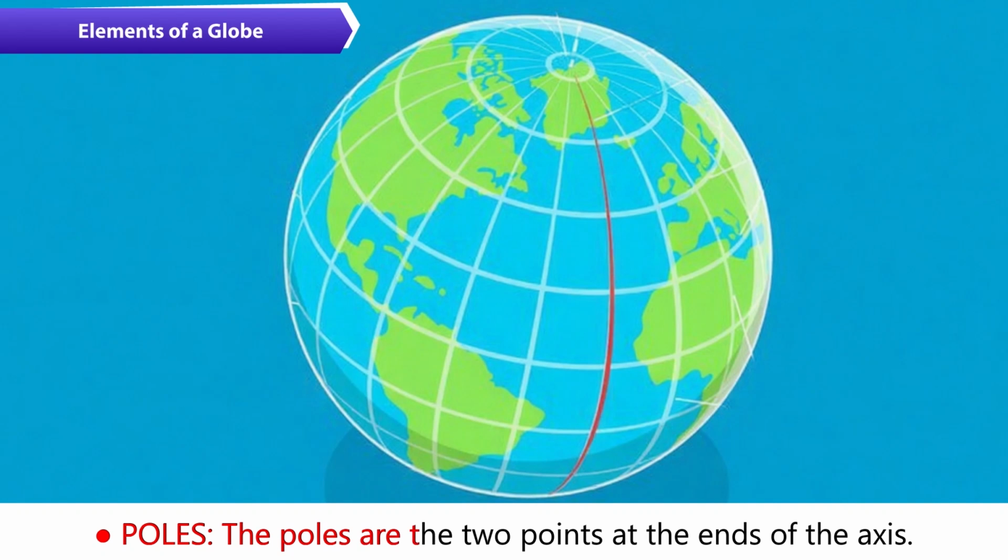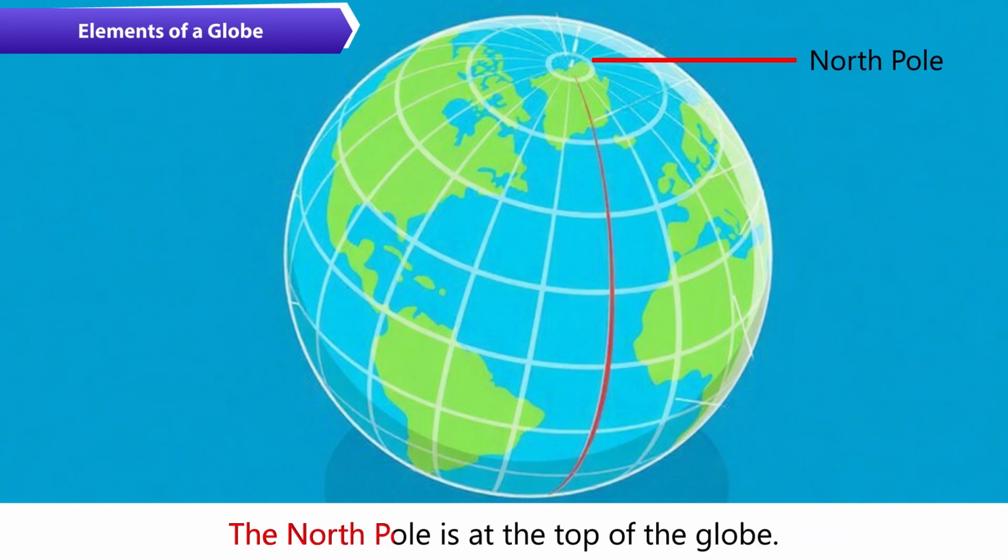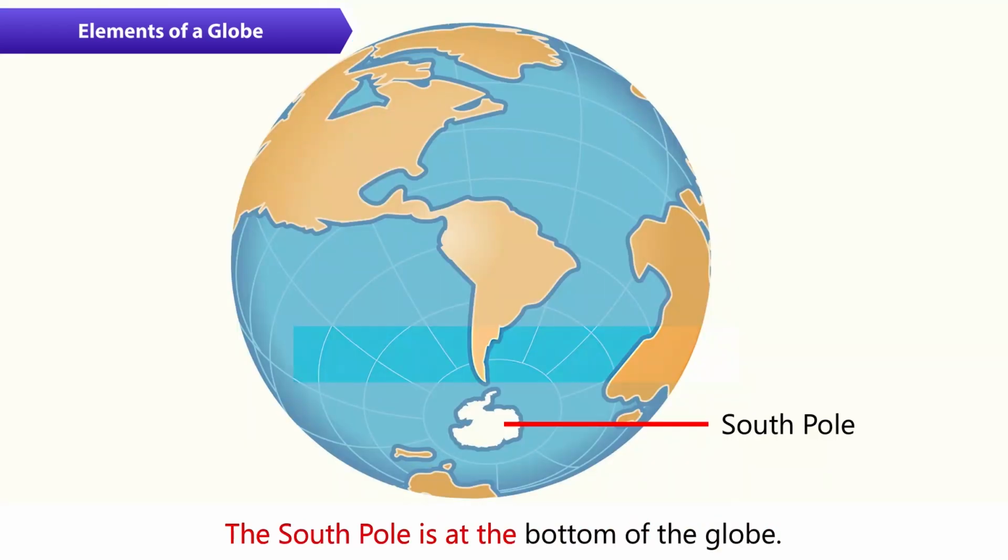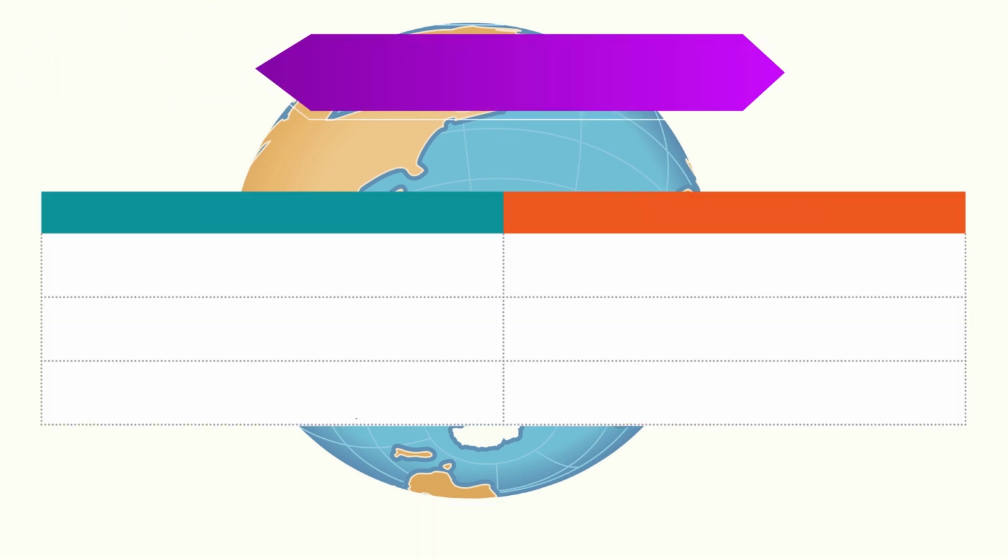Poles. The poles are the 2 points at the ends of the axis. The North Pole is at the top of the globe. The South Pole is at the bottom of the globe.